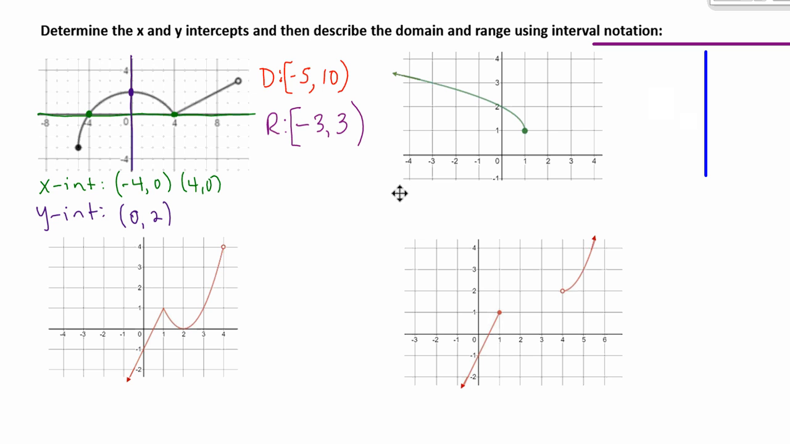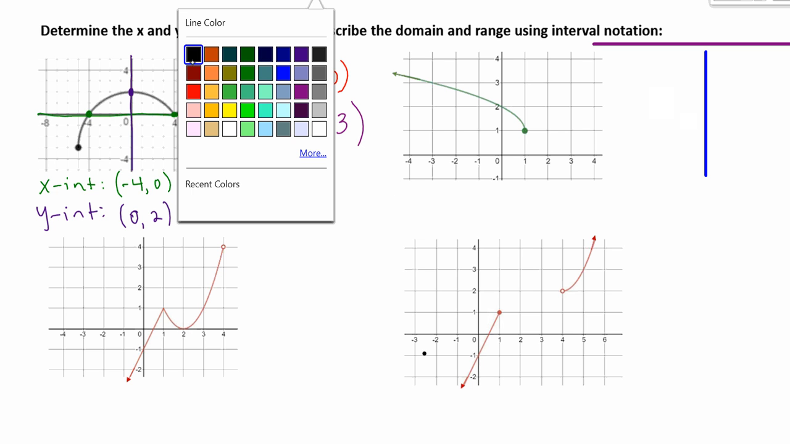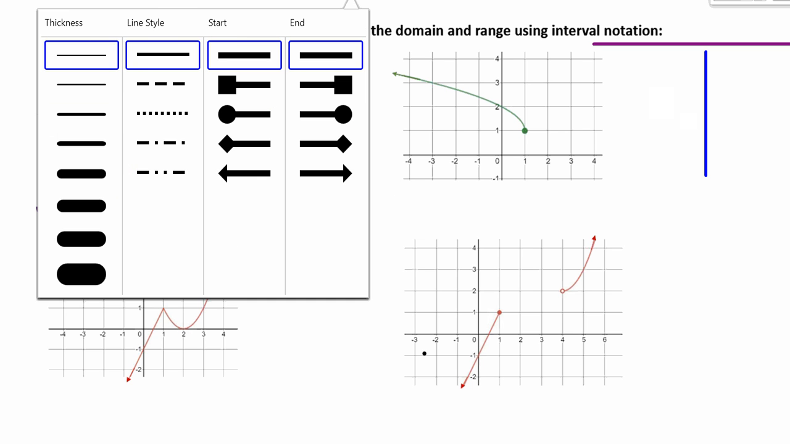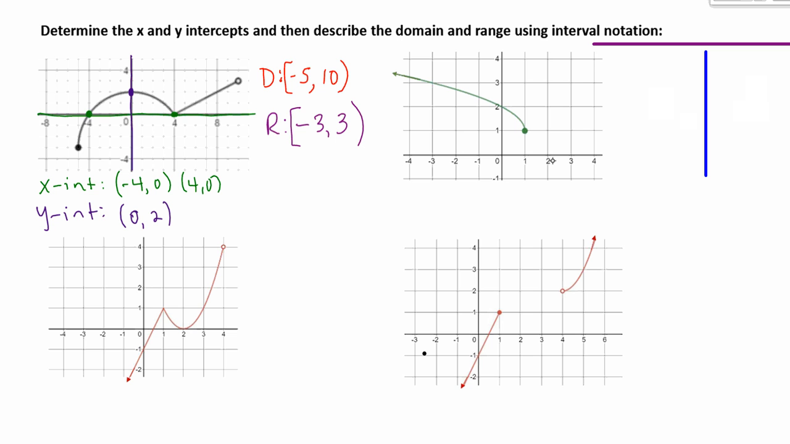So we decided already that we had x-intercepts at nowhere. It doesn't cross the x-axis, so there are none. Then we talked about y-intercepts. Oh, look, it crosses right there at (0, 2). And then we're moving on to domain and range.